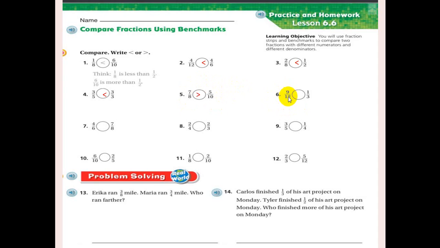Here 9 over 12 or a third. Which is bigger? Yes, 9 over 12 is after the midpoint, and a third is before the midpoint. 4/6 and 7/8: 7/8 is bigger, because 7 is after the midpoint of 8.